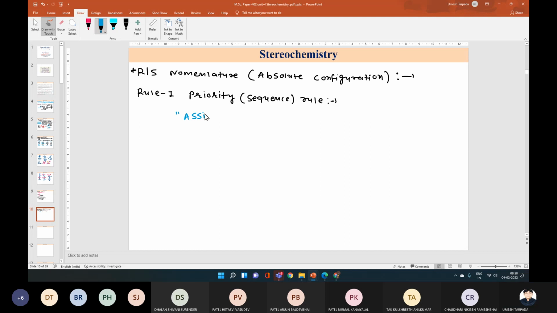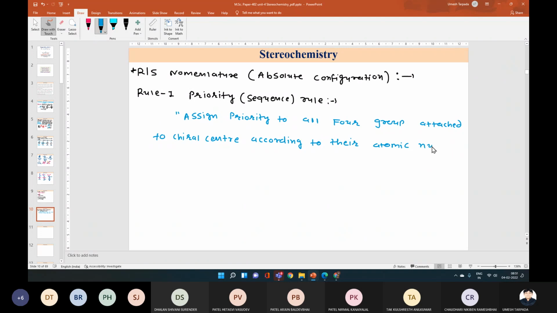Assign priority to all 4 groups, or you can say ligands or substituents, attached to the chiral center according to their atomic number. This is called the sequence rule.